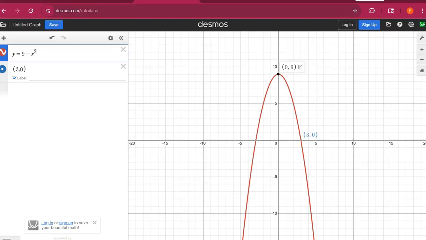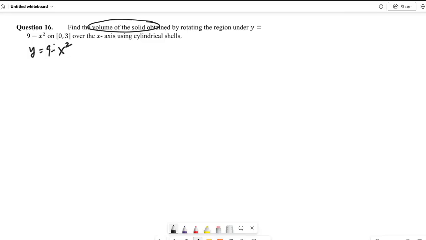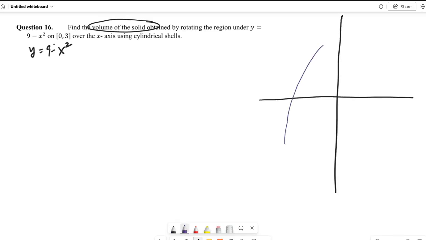So I'm going to draw this on my board. We have the graph is a parabola like this. This point is 0, 9. Therefore, this coordinate is 9. And let's say this is 3, 0. We want to rotate the region of this parabola only from 0 to 3.